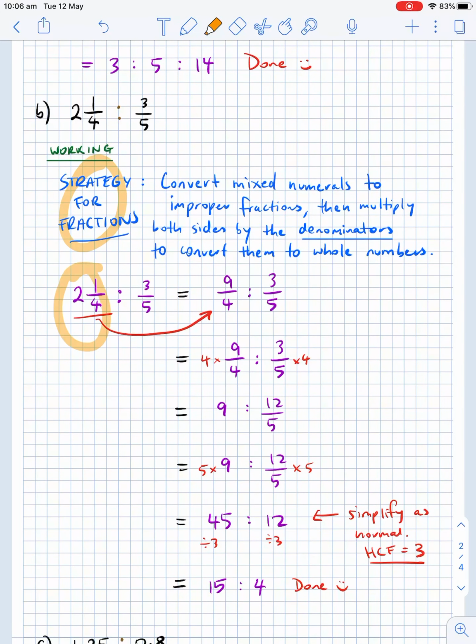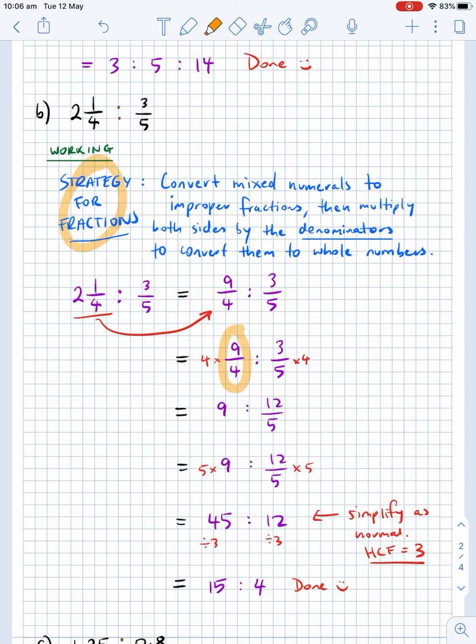So first up, our mixed numeral here, 2 1/4, has to change to its improper fraction form. That's the first step. And now that you're dealing with no mixed numerals, you want to multiply by these denominators. So let's multiply by 4 both sides first. So timesing by 4 on both sides, that's the first thing you need to do. What you do to one side, you have to do to the other.